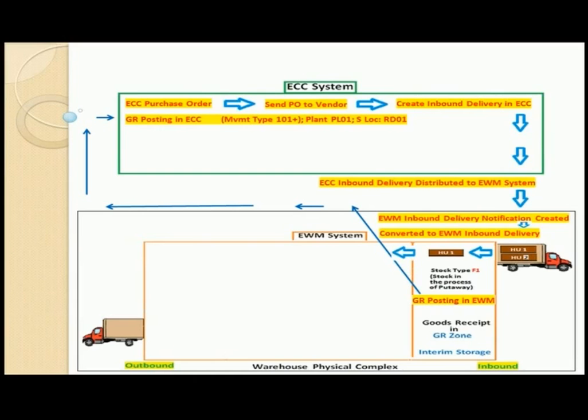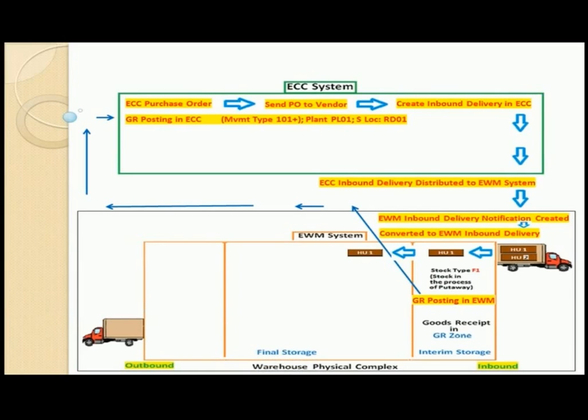Now, the goods are lying in the interim storage. I cannot keep the goods till long in this place because once this truck has been unloaded, I have to attach the next truck in the GR zone in the docking area and start the unloading of that. So I will immediately move the goods to the next place inside the physical building. And I am moving that stock in the final storage.